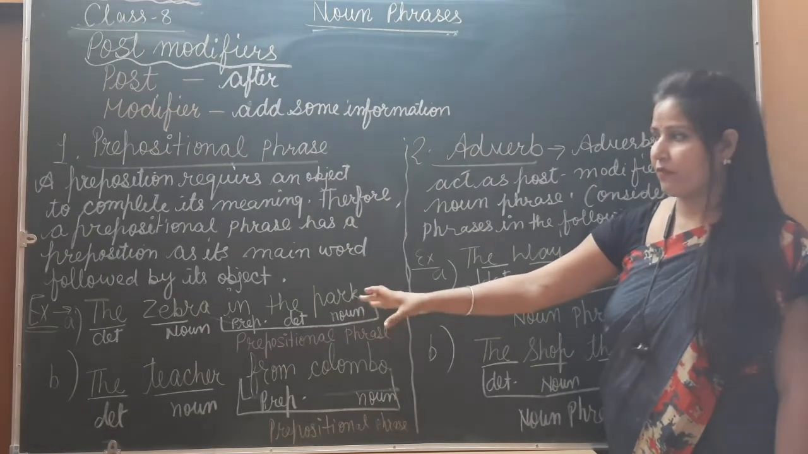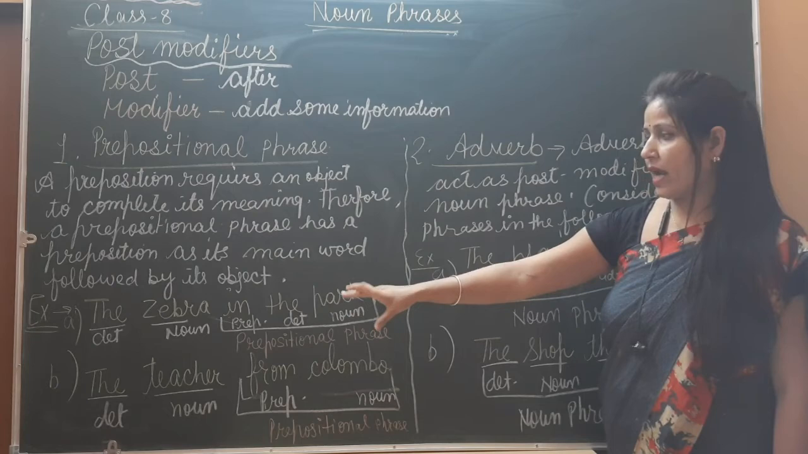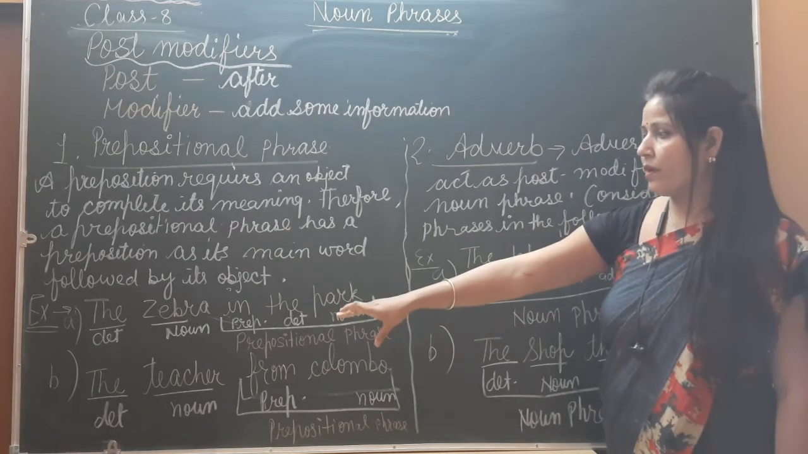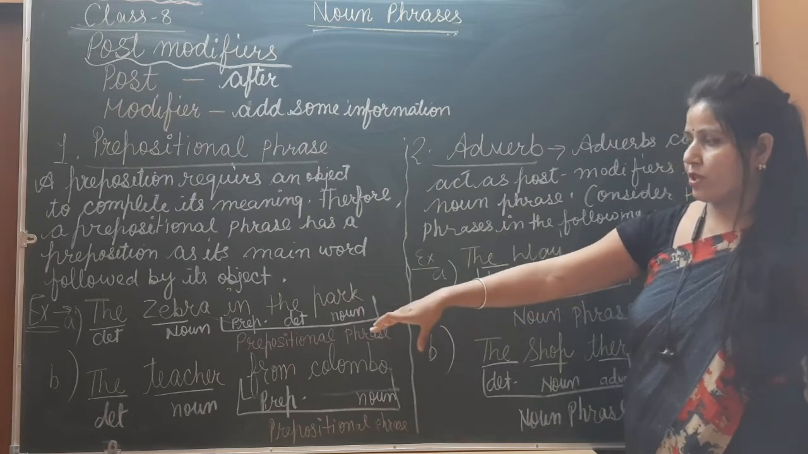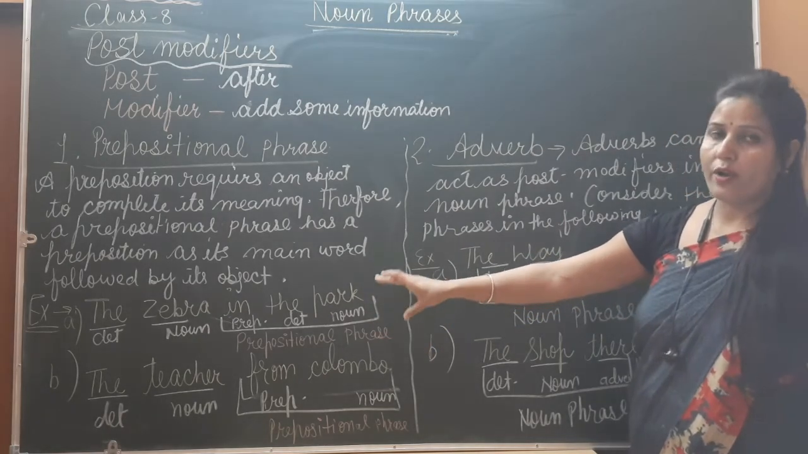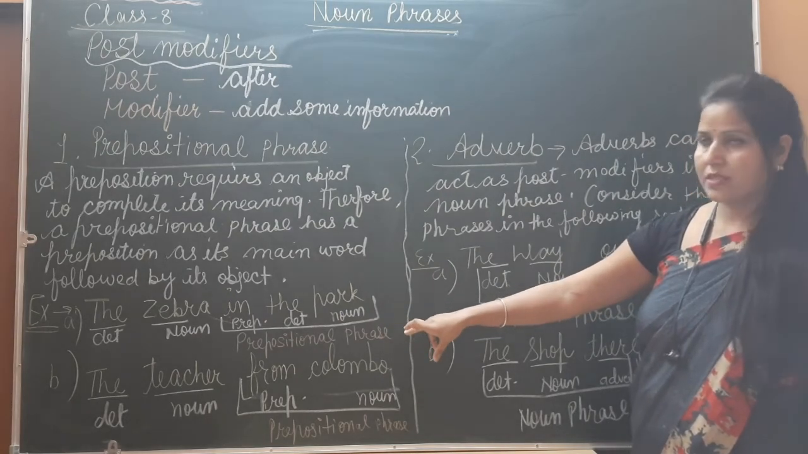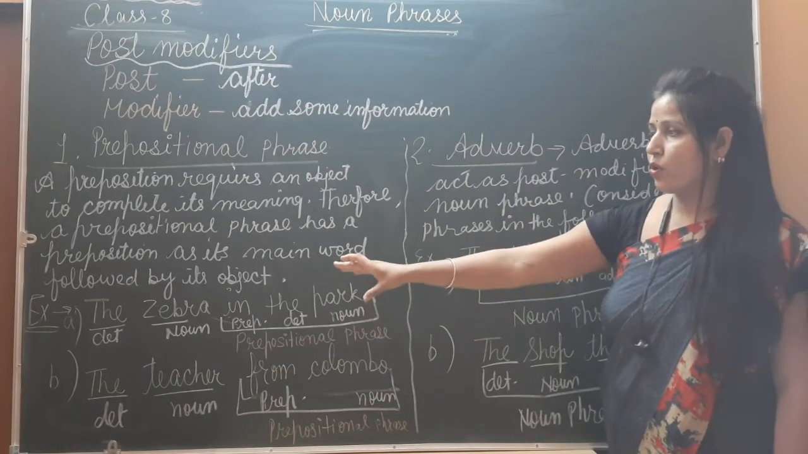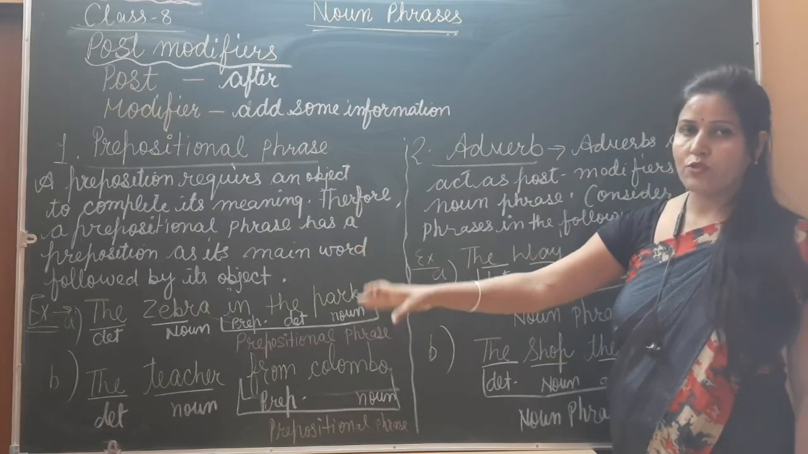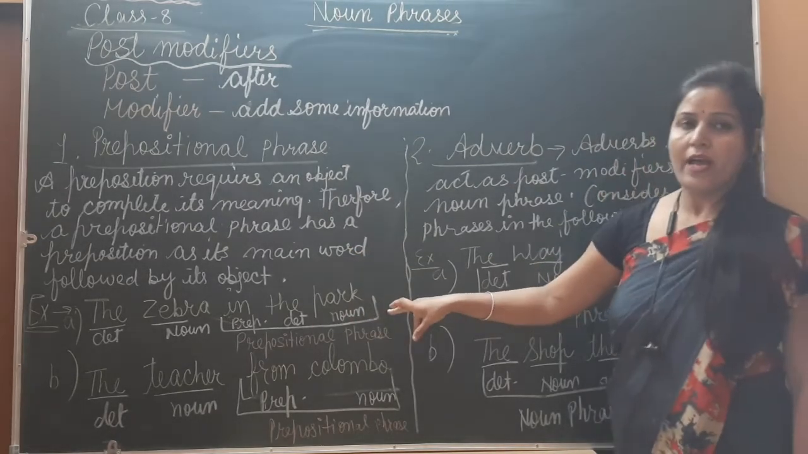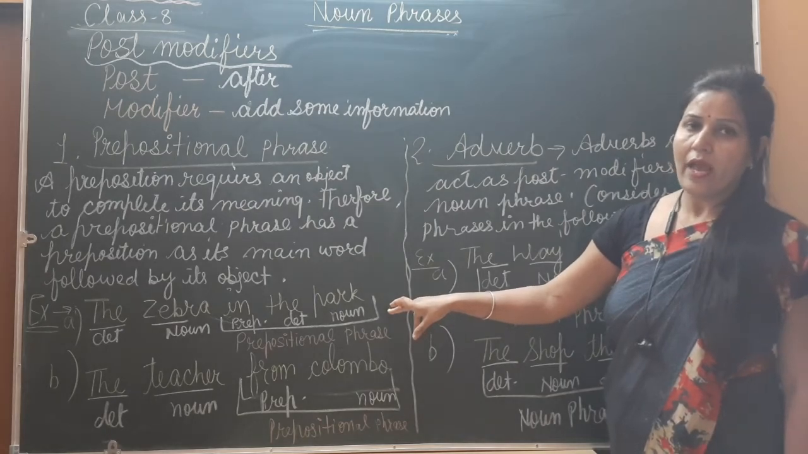In a prepositional phrase, a preposition, determiners and a noun are used. In a prepositional phrase there is a preposition, there are determiners and there is a noun. All of it together does the work of a prepositional phrase. It means the zebra, which is the noun, the main word, the head word, and after it all these words are acting as a post modifier.